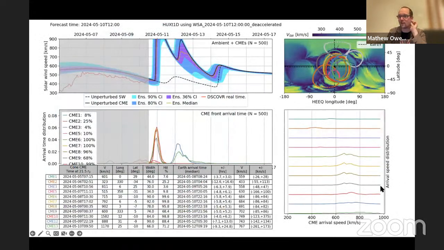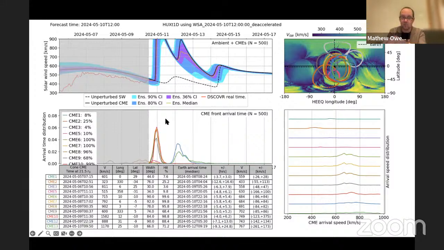So that's what it looked like on the Friday morning. Now you can see we're tracking a whole bunch of CMEs coming at Earth. We've run out of colors. Our graphics are overlapping each other. But you can see that there's still quite a narrow distribution of arrival times. So we were confident when this CME would arrive.